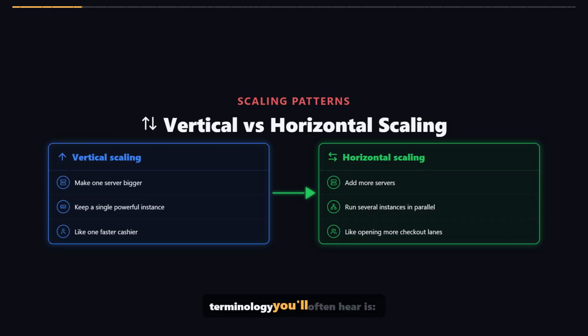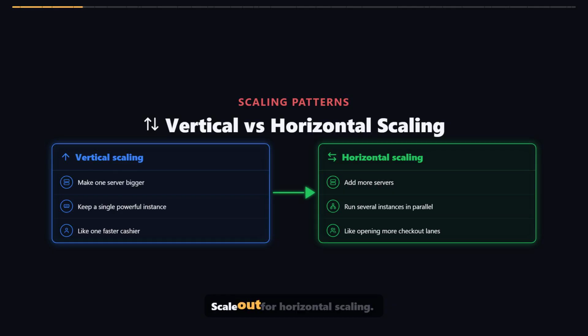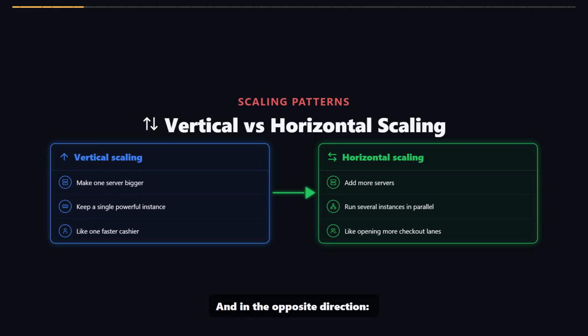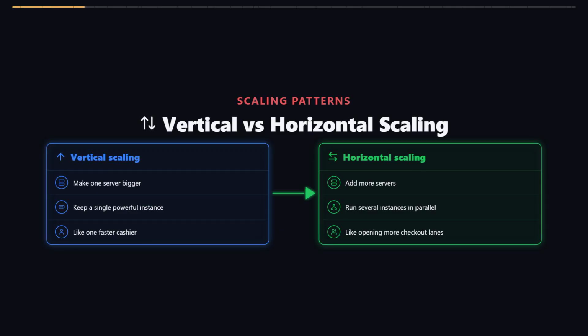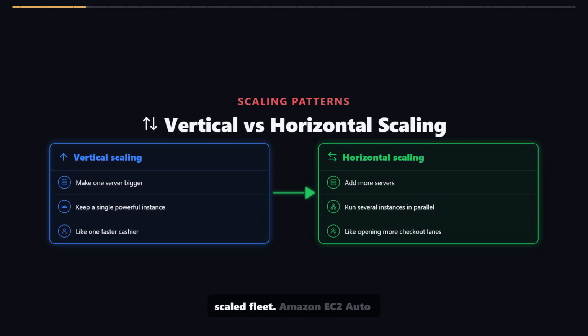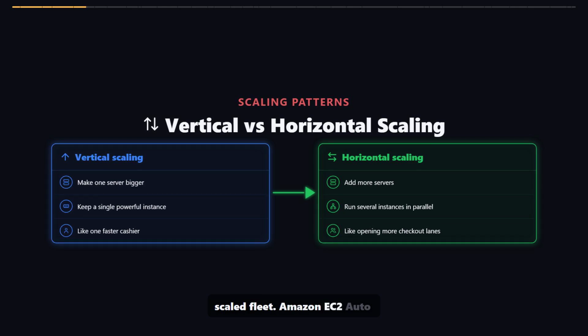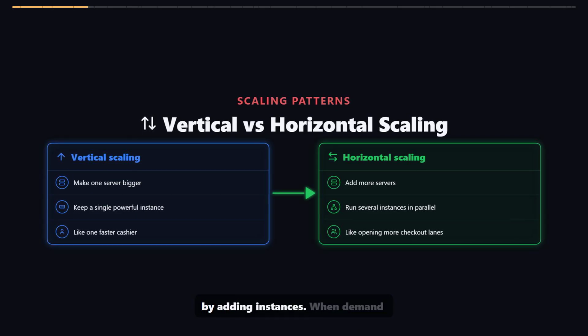The terminology you'll often hear is scale up for vertical scaling, scale out for horizontal scaling, and in the opposite direction, scale down means reducing the resources of an individual system. Scale in means removing instances or capacity from a horizontally scaled fleet. Amazon EC2 autoscaling primarily works with the horizontal model. When demand increases, the group can scale out by adding instances.